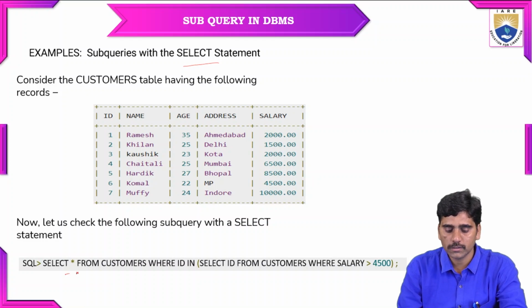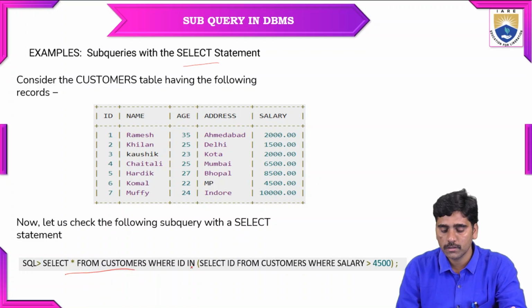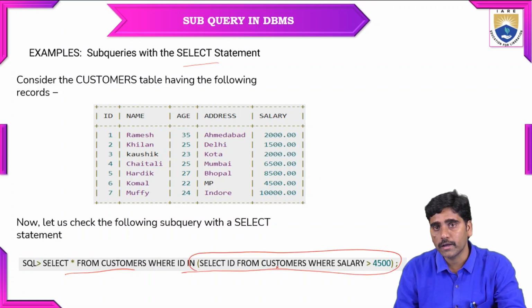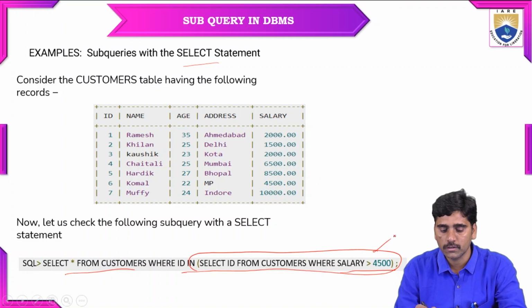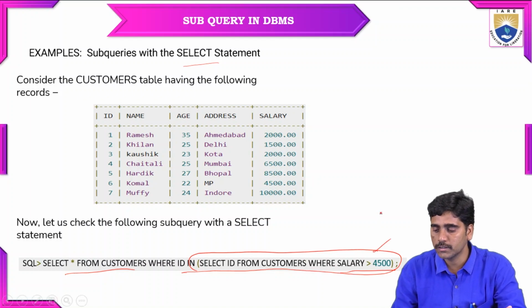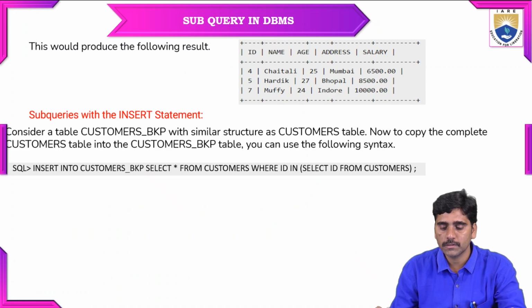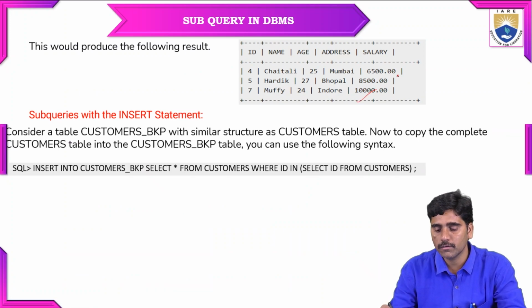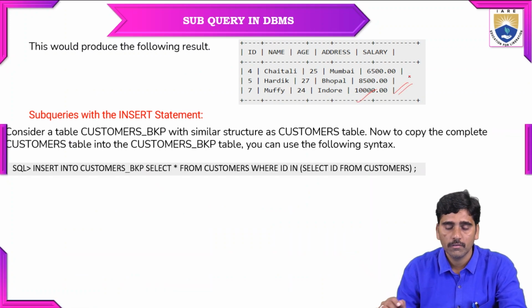So here are some examples, a subquery with a select statement. The syntax is: select star from customers where ID in (select ID from customers where salary greater than 45,000). From this it executes and displays the result. Whoever has a salary greater than 45,000 will be displayed.